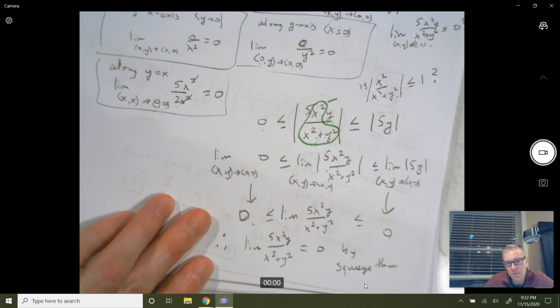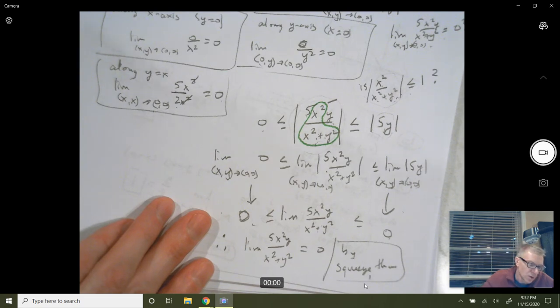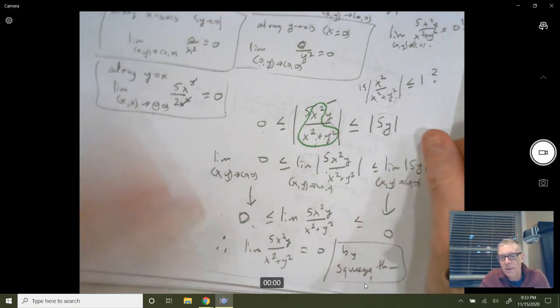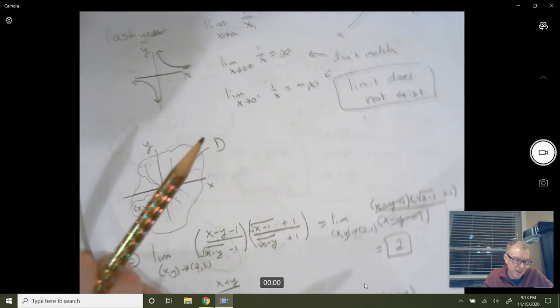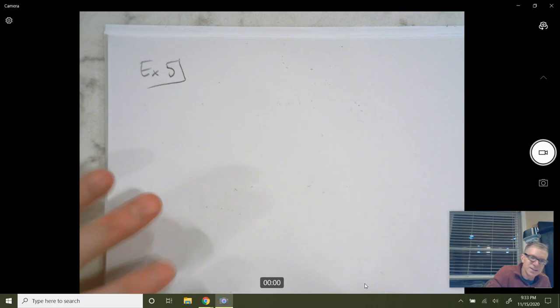And I will tell you this much, this is the only theorem we're going to need to prove something like this in this chapter. One last concept I want to talk about is the concept of continuity. If you look at example number 5, which is on page 889, it just says to discuss the continuity.